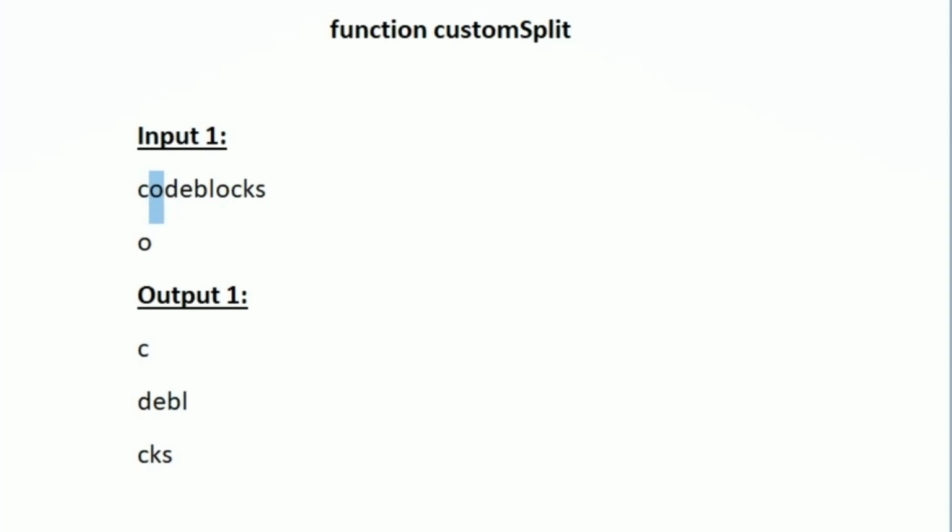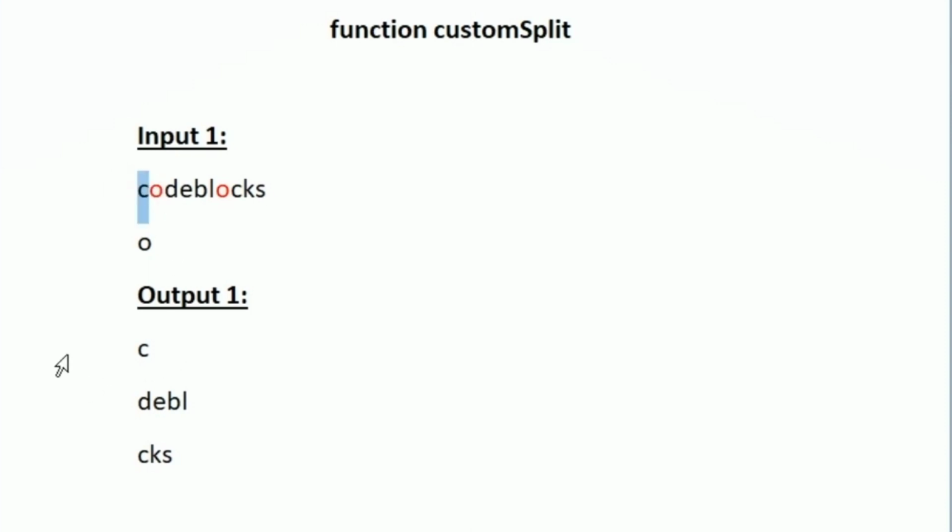Here we are able to find two occurrences of the character O. This is the first occurrence and this is the second occurrence. So we can split this string into three substrings. The first substring will be only the character C.